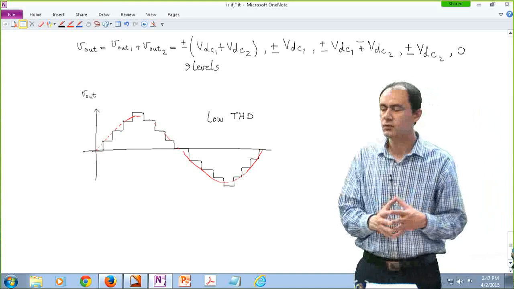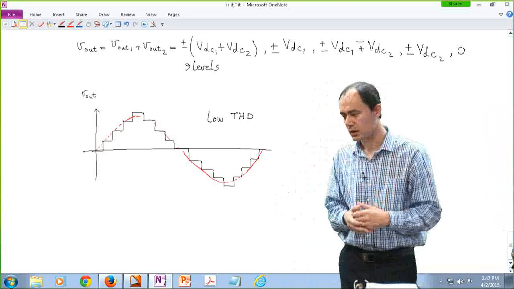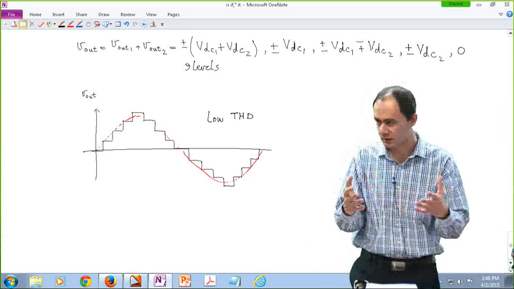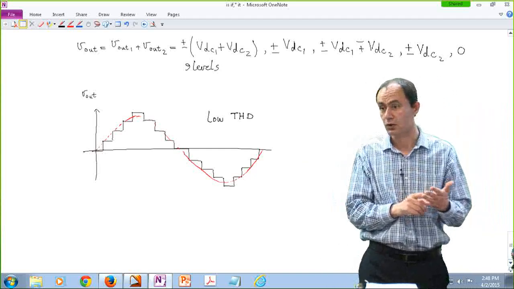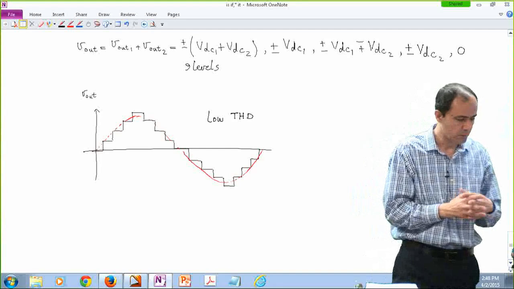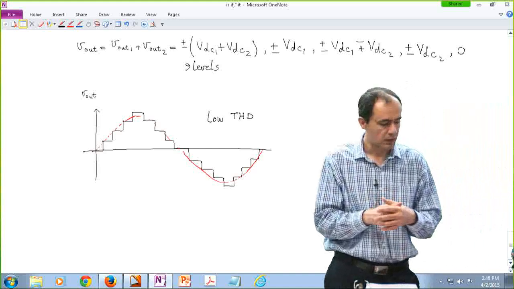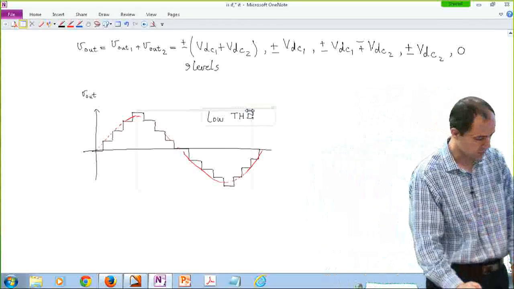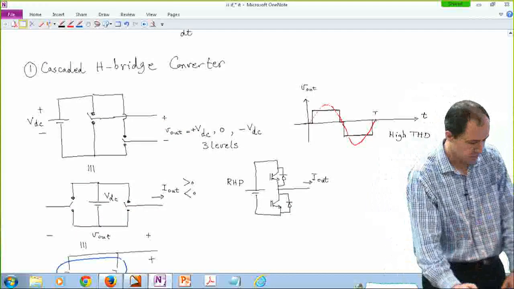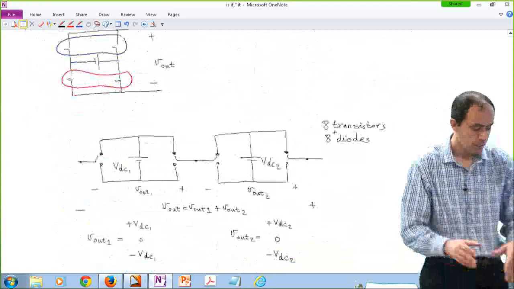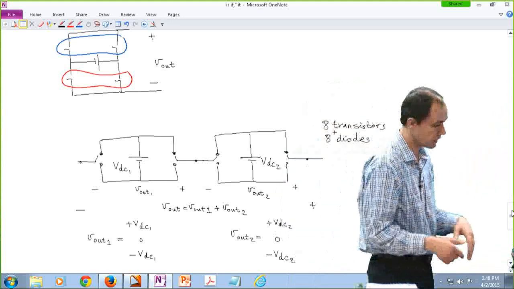And if I'm still not happy with my THD, I can increase the number of H bridges. You can add a third H bridge, and then you have 3 times 3 times 3, 27 different levels. So you have a very fine resolution in your output voltage and a very low THD. The positive thing is you can improve the total harmonic distortion in your output voltage. The negative thing is the complexity of the system increases. Initially, you only had 4 transistors and 4 diodes. Now you are doubling that, 8 transistors and 8 diodes. Also, the conduction losses are going to increase, as well as switching losses.